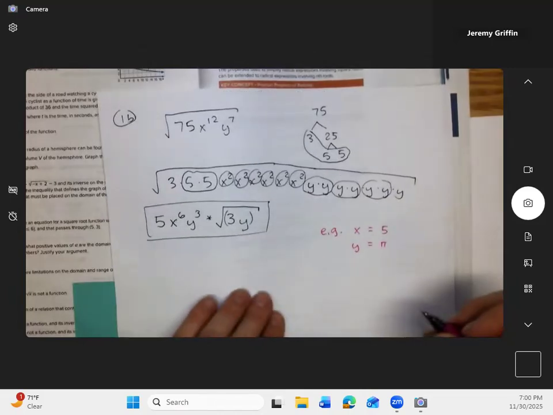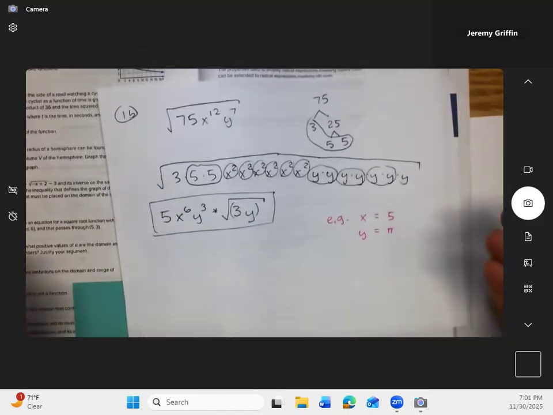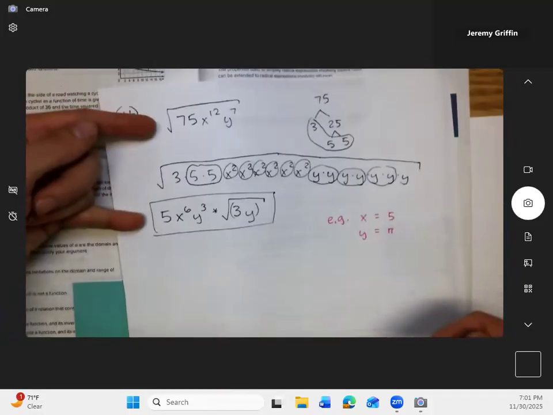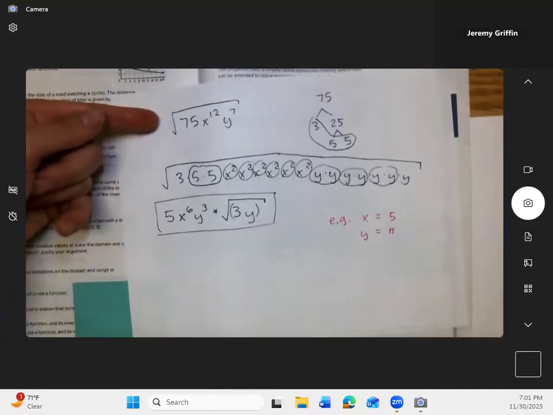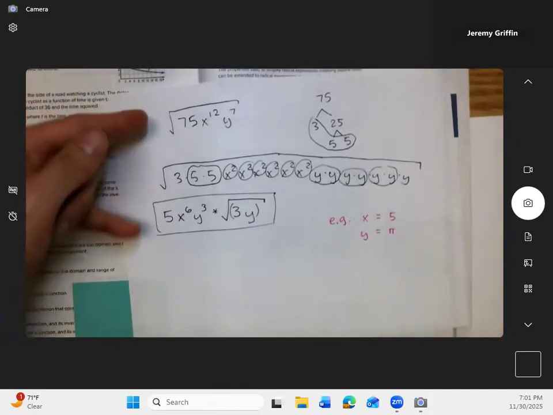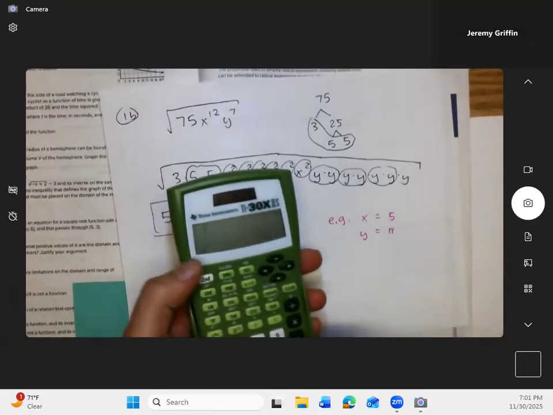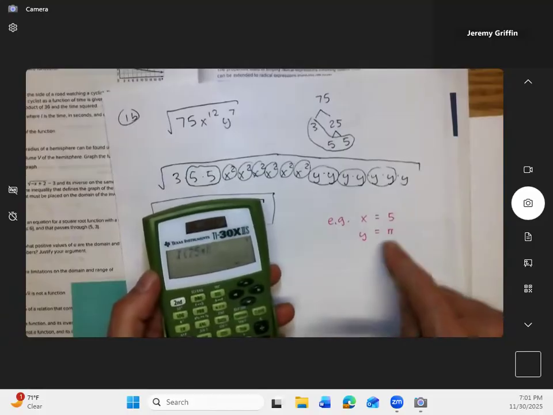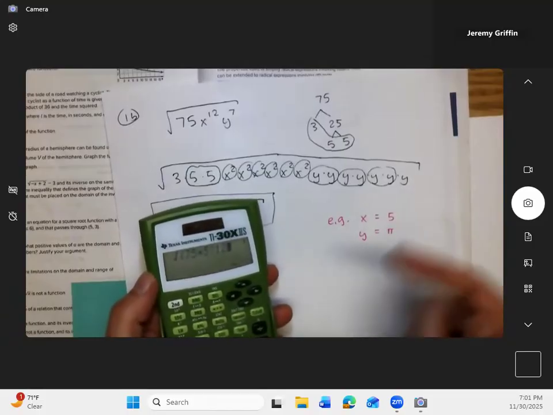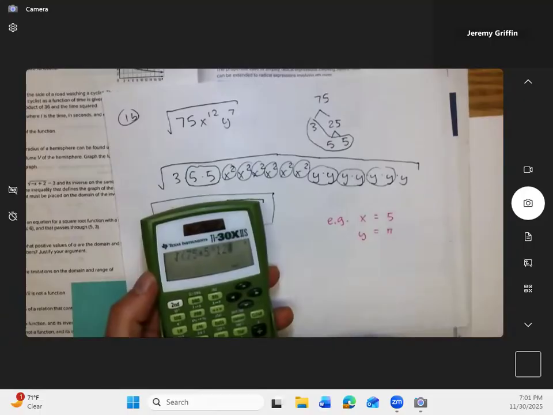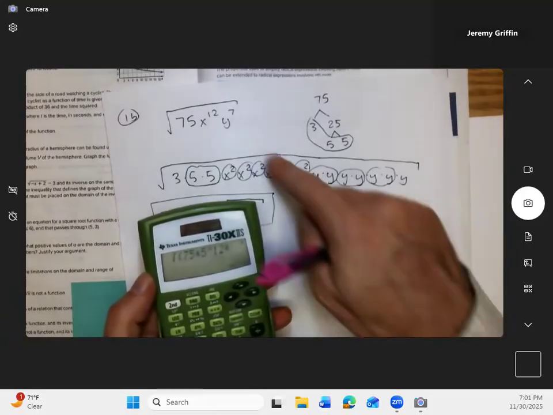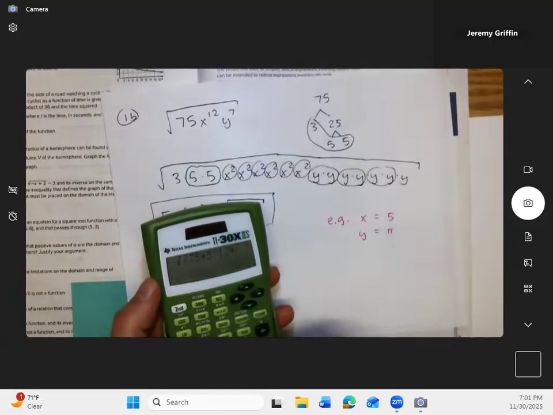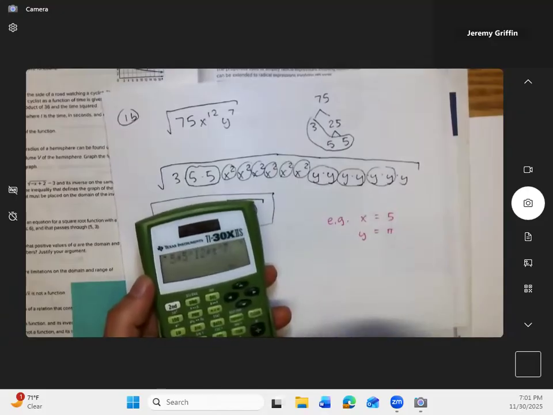This is completely crazy, right? I just made that up. But what I'm trying to show you guys is that whether I plug it into the original expression or my simplified expression, I will get the exact same decimal answer. Let's do the square root here. I got 75 x to the 12. Well, I'm going to say 5 to the 12 because I decided x is 5 now. And y is pi, so that's pi to the power of 7. Now this is all underneath the square root.